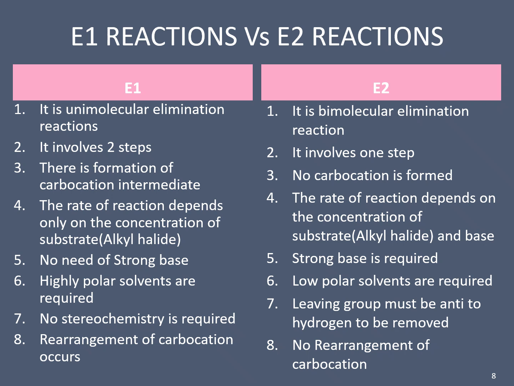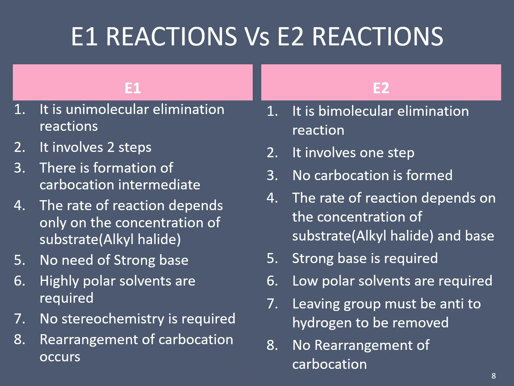But the rate of reaction depends on the concentration of substrate as well as base in the case of E2 elimination reaction. And in E1 elimination reaction, there is no need of a strong base, because in the rate determining step, the strong base does not have any role. So if we use a strong base or a weak base, that doesn't affect the reaction. But in E2 elimination reaction, a strong base is required. In E1 elimination, highly polar solvents are required because they stabilize the carbocations. But in E2, low polar solvents are okay.